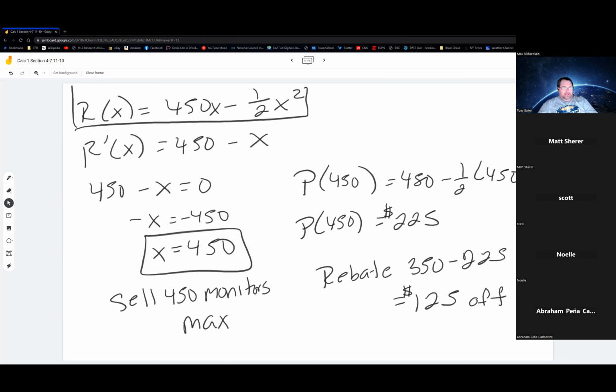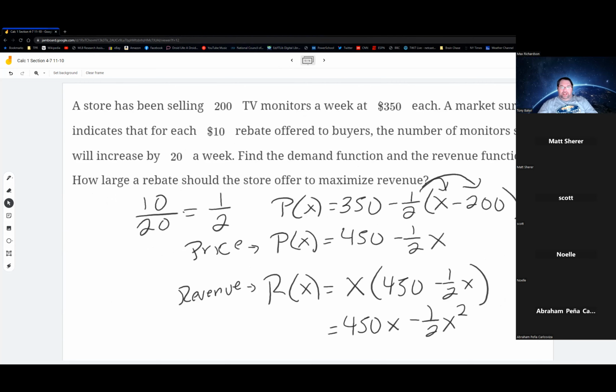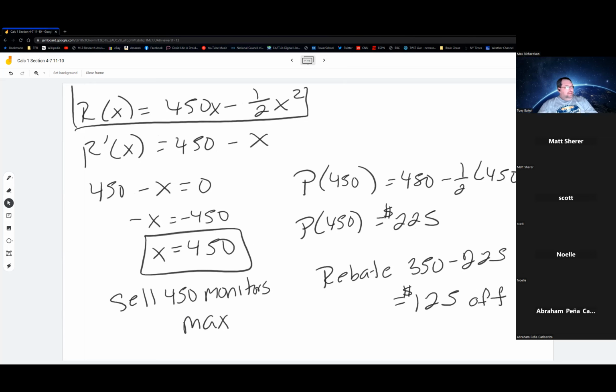Where did 350 come from? That was the original price of the TVs. Oh, okay. They're originally selling it for $350. Thank you.